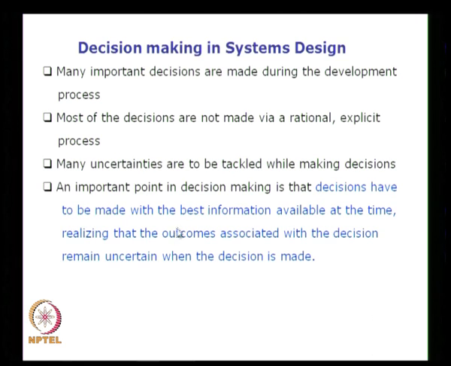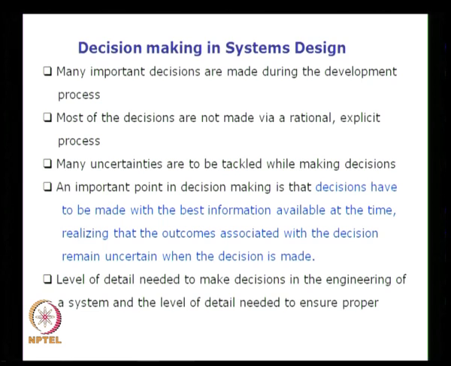Decisions have to be made with the best information available at that time, realizing that the outcomes associated with the decision remain uncertain when the decision is made. So we have to rely on the information available at that time, and the outcomes associated with the decision remain uncertain when we are making the decision. So this is one important point which we need to be aware of, that we have to rely on the information, as well as the outcome is uncertain.